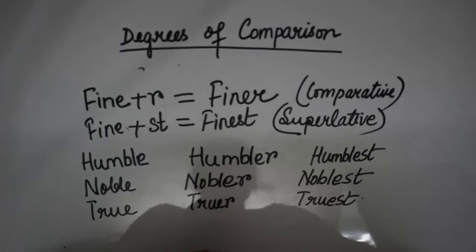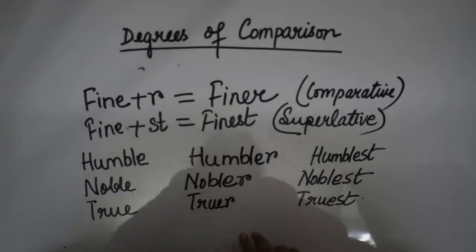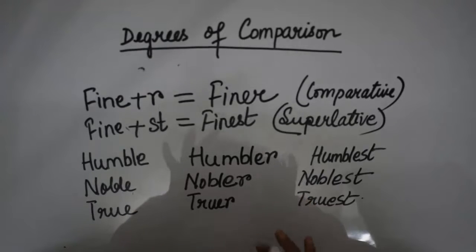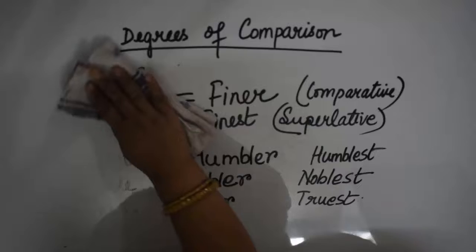Do you agree? Yes, I think you will agree with me, because there is nothing much complicated over here. The rule says if the positive ends in E, you have to add an R to form the comparative of the word, and you have to add an ST to form the superlative of the word. Is the rule clear to you? Okay, so let's move on to the next rule.